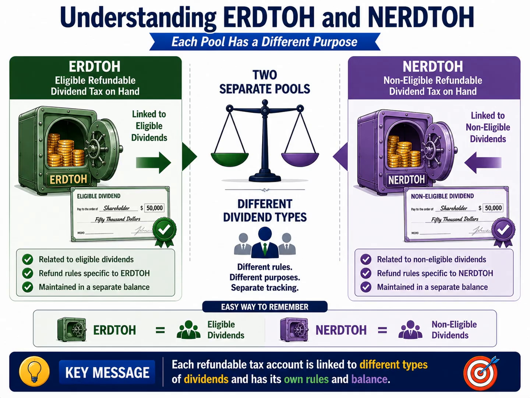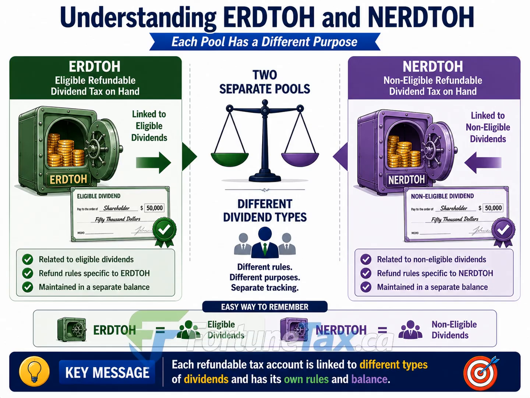As a tax preparer, you'll now review both refundable tax pools instead of looking at a single RDTOH balance. Understanding which account contains refundable tax is an important part of reviewing a corporate tax return and preparing for future dividend planning. The key takeaway from this slide is simple. ERDTOH and NERDTOH are two separate refundable tax accounts. Each maintains its own balance and is linked to a different type of dividend.